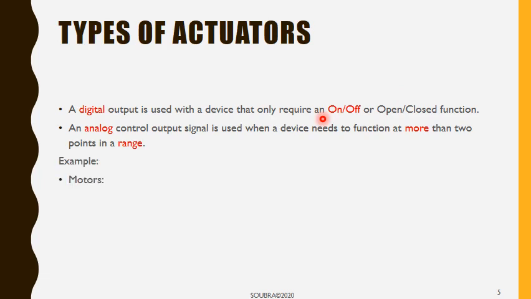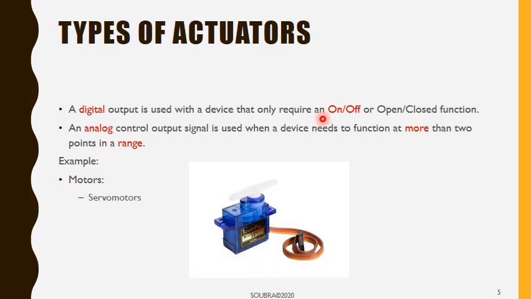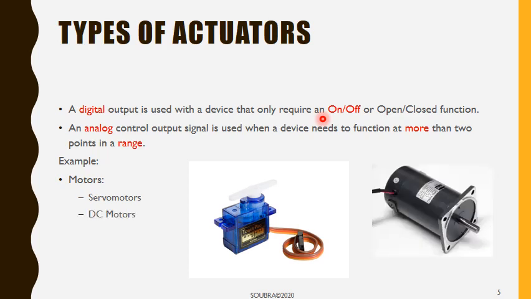Motors, for sure, because whenever you're driving a motor, it's not about going full speed or stopping. You can have different speeds, different rotational speeds for the motor. And the motors that we're going to see in this class, plus that you're going to use in your toy car project, are divided into two types. The first one is a servo motor, and the other one is the DC motor.